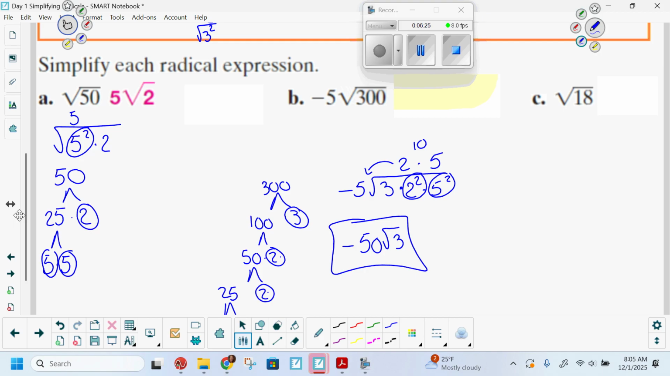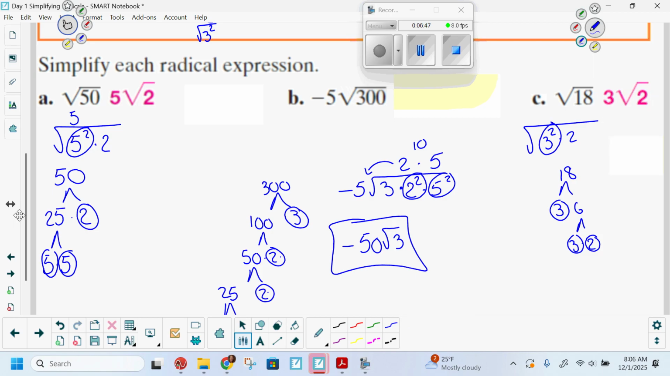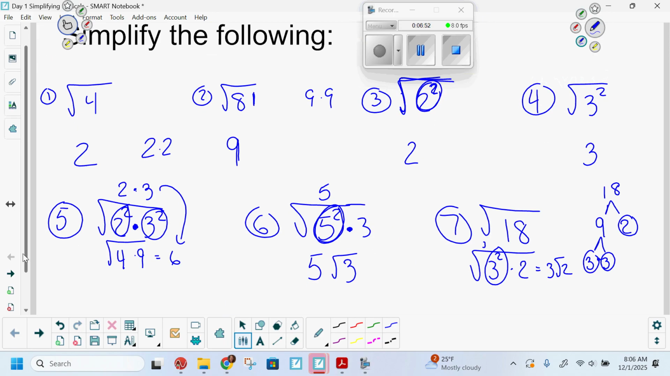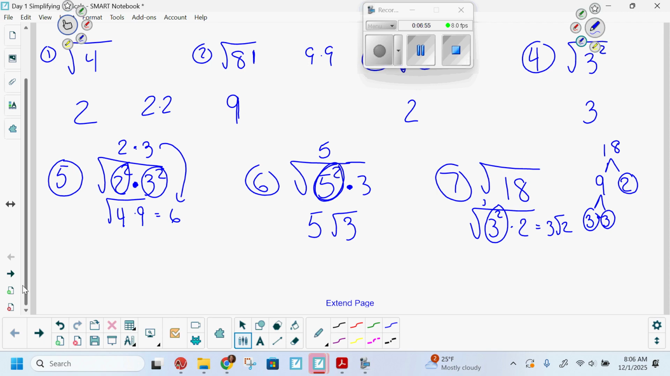All right, radical 18. So we can break down 18 into 3 times 6. And then 6 I can break down into 3 times 2. So radical 18 becomes radical 3 squared times 2. So out can come a 3. So 3 radical 2. Notice with that radical 18, that was the same problem I did on the warm-up here, but I decided to go 9 times 2 first. It doesn't matter. You're still going to get down to that same prime factorization. We still got 3 radical 2 for our answer.